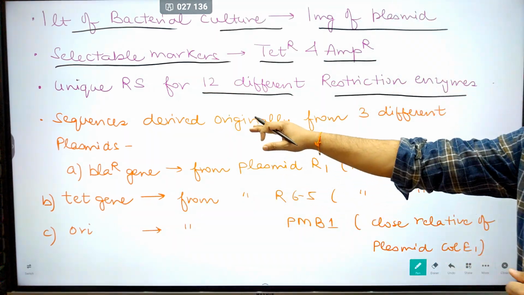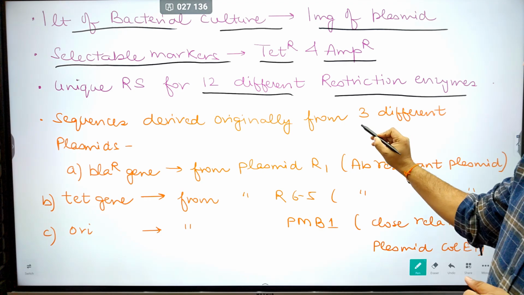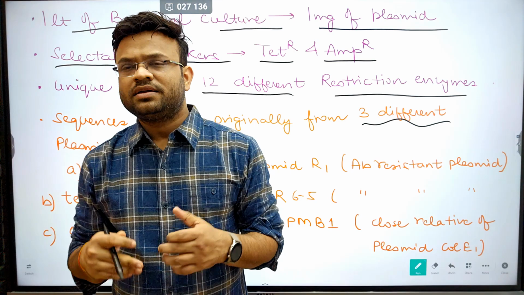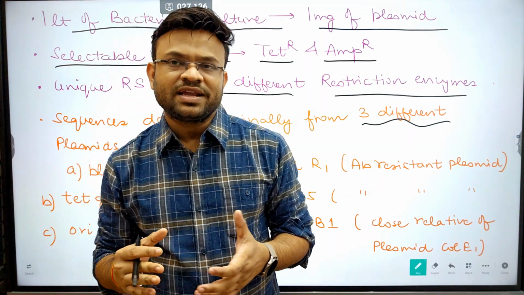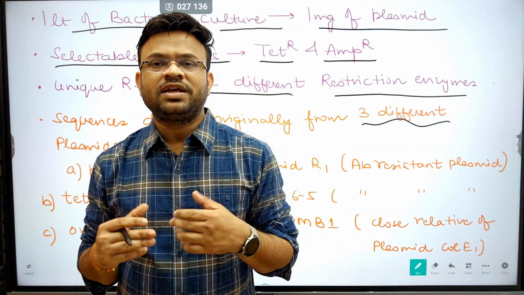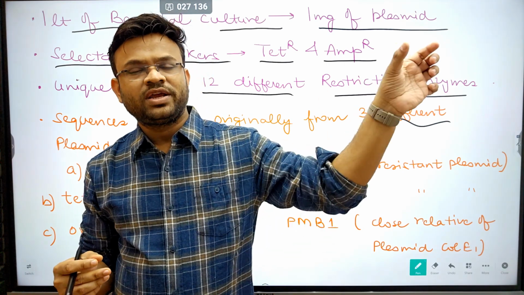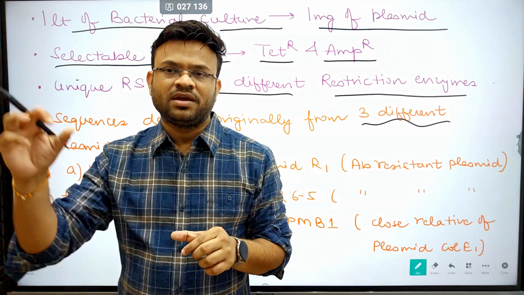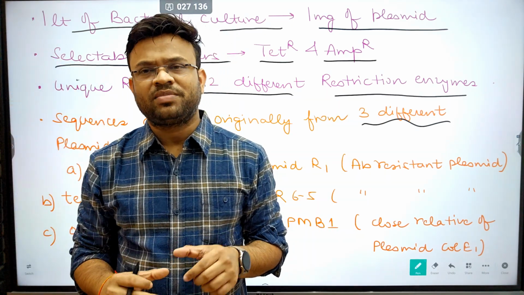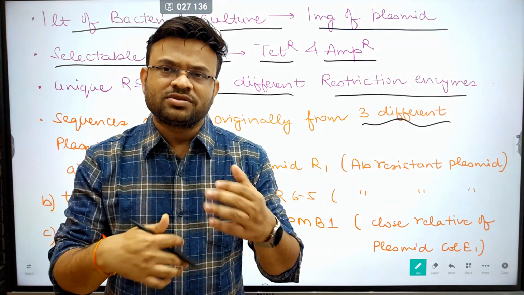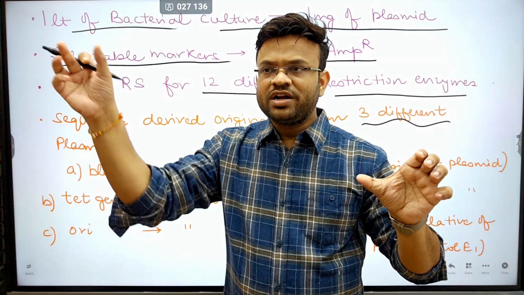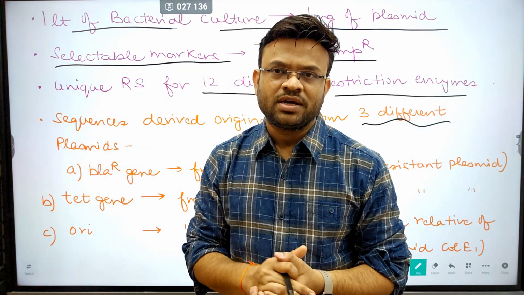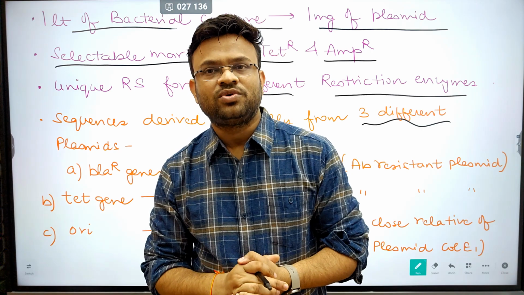Next, sequences derived originally from 3 different plasmids. Let me introduce this to you: the pBR322 plasmid is just like an assembled computer, right? In an assembled PC, you bring, let us say, a hard drive from a particular company, you take a motherboard from a particular company, you take a monitor from a different company. So this is what you do. You bring different components from good companies, and then you assemble them at one point. The same thing is being done in pBR322 also.